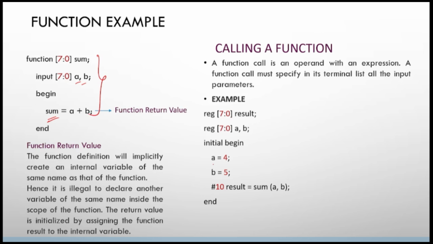If you see here, a equal to 4 and b equal to 5. Here you have just written a and b, and you are writing the function here. Now when you want to call it, you should call it with the name of that function. Here the function name is sum, so I am just calling sum with a comma b. Now what happens? a equal to 4 will be assigned to a and b equal to 5 will be assigned to b. So this is how you will be calling a function.